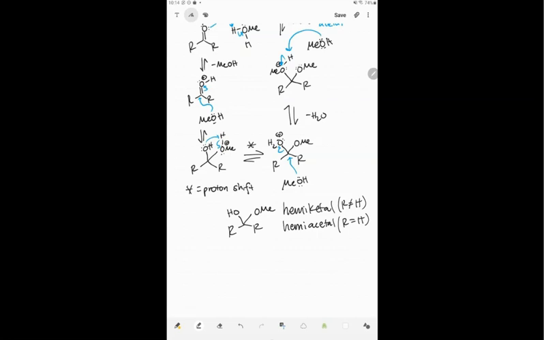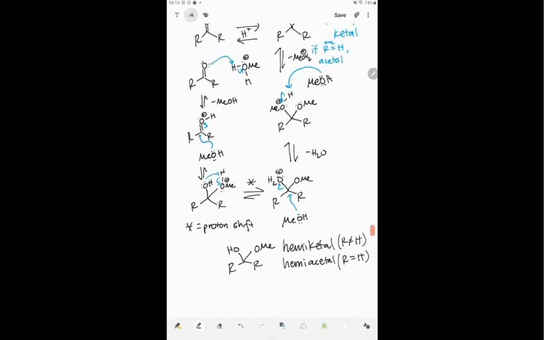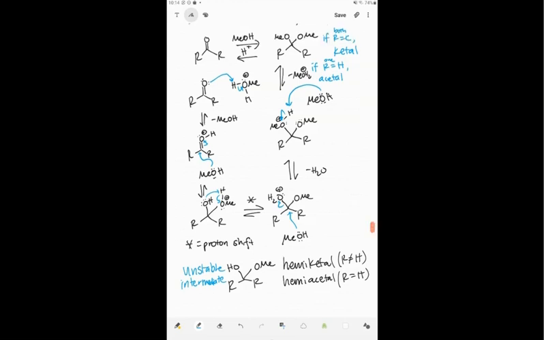So again, just like with ketal acetal, if one of your R groups is a hydrogen, it's called a hemiacetal. If both are carbons, it's a hemiketal. This is kind of an unstable species. And so we're going to see here it's very difficult to isolate a hemiacetal or a hemiketal under most conditions. So either you're going to go back to your ketone or you're going to go forward to your ketal. Either way, you don't typically stop in that middle spot.